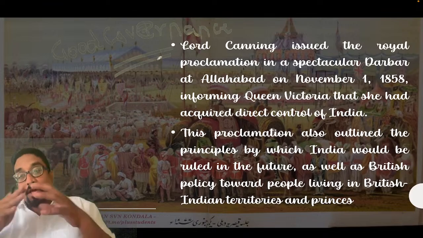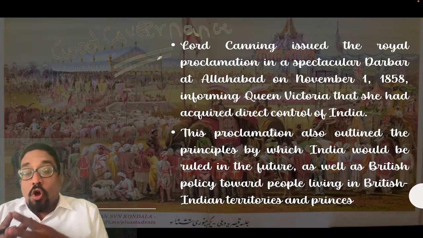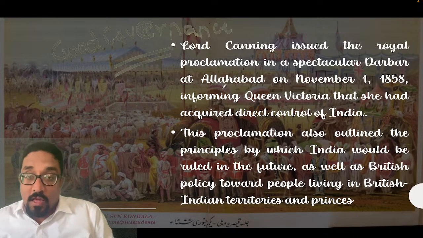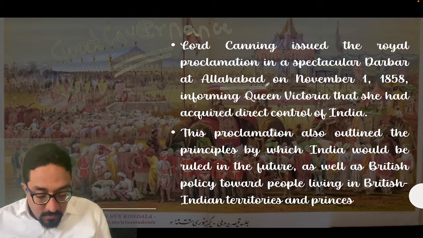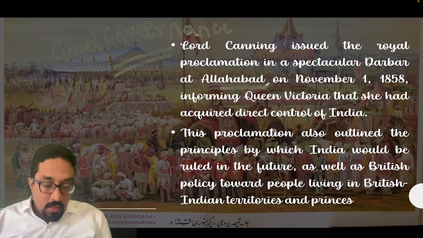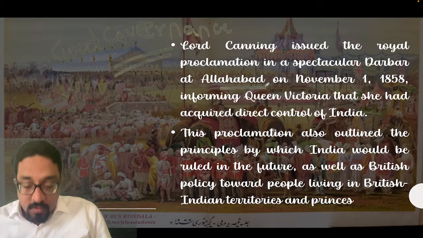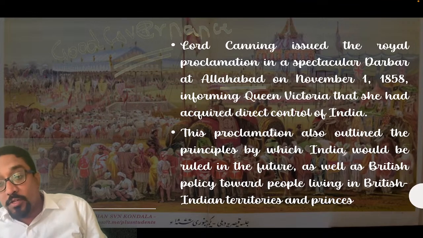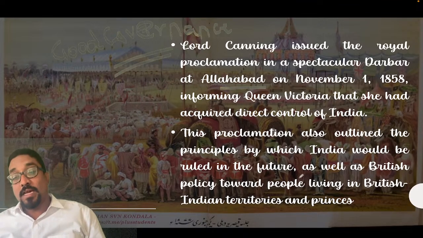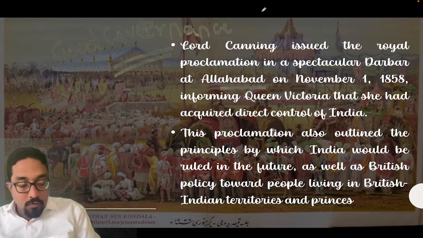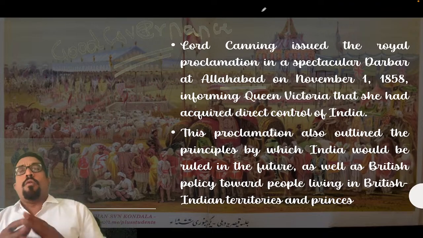Okay, fine. Coming back to this. Lord Canning issued a royal proclamation in a spectacular darbar at Allahabad, famously called the Allahabad Darbar, and the proclamation outlined the principles by which India would be ruled in future. Basically, the Queen's proclamation, or the Proclamation of Good Governance, was possibly one of the biggest changes which happened for us.